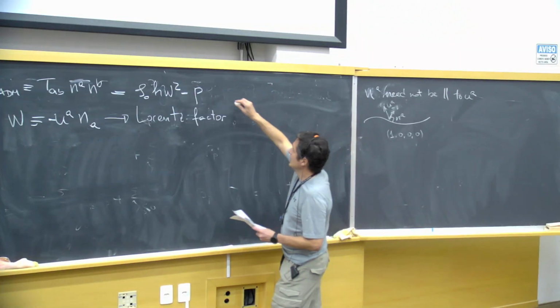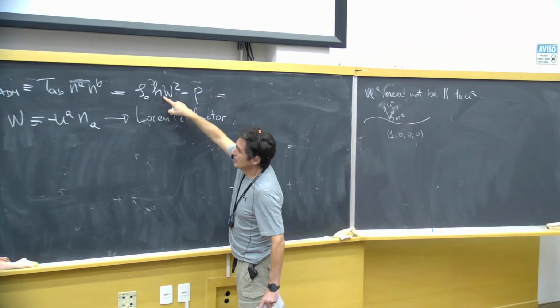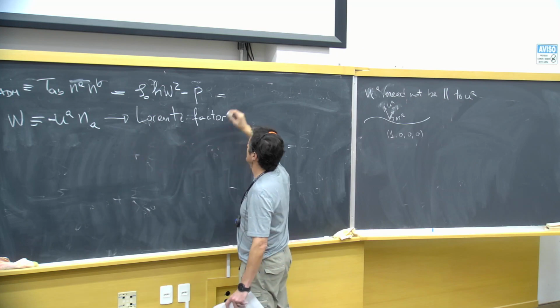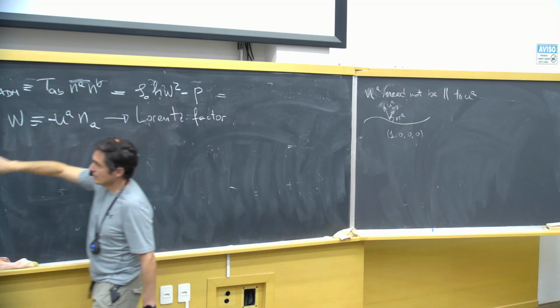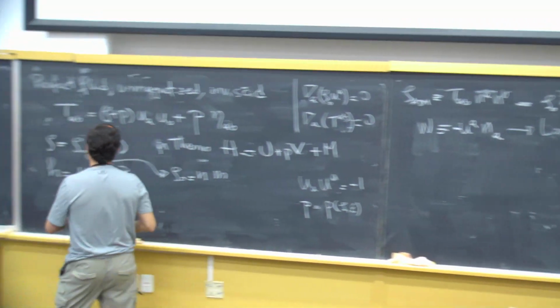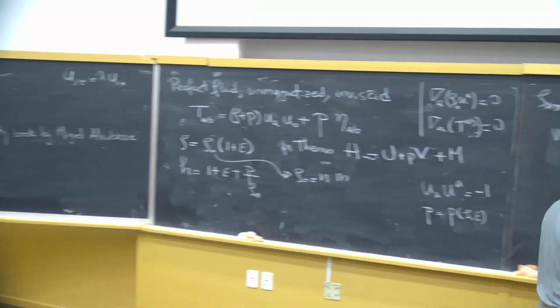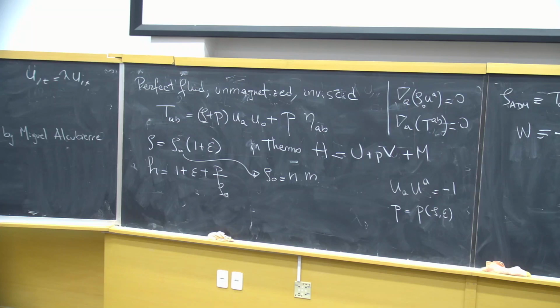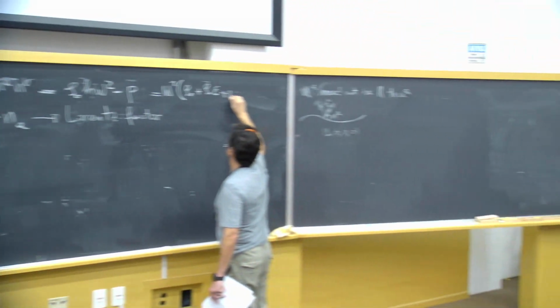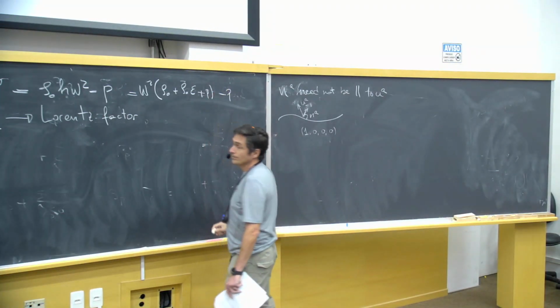So let's do a little bit more here. So rho 0 H, let's use the expression for H. So rho 0 times H will give us several contributions here. So there will be omega squared times rho 0 times rho 0 epsilon plus P minus P.